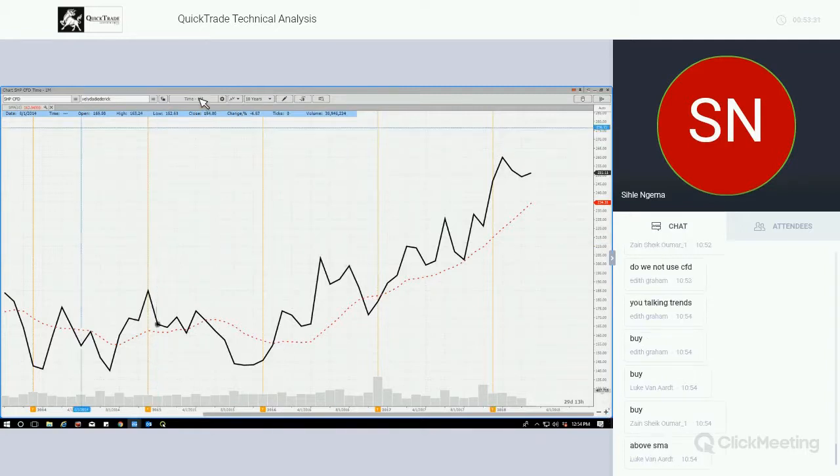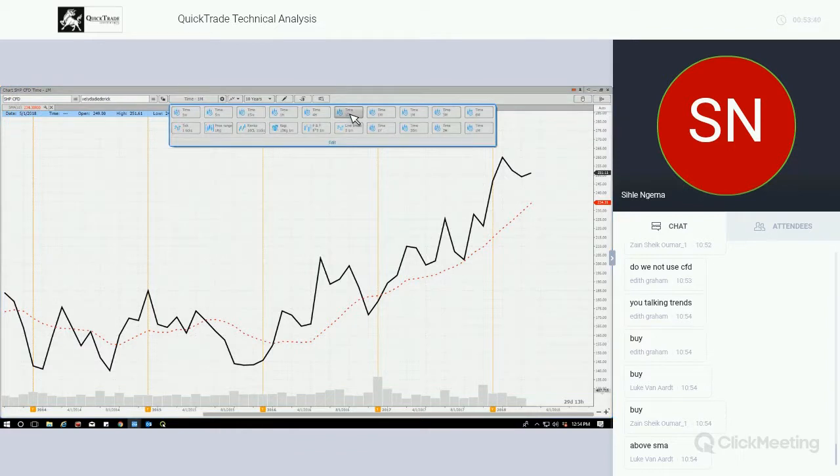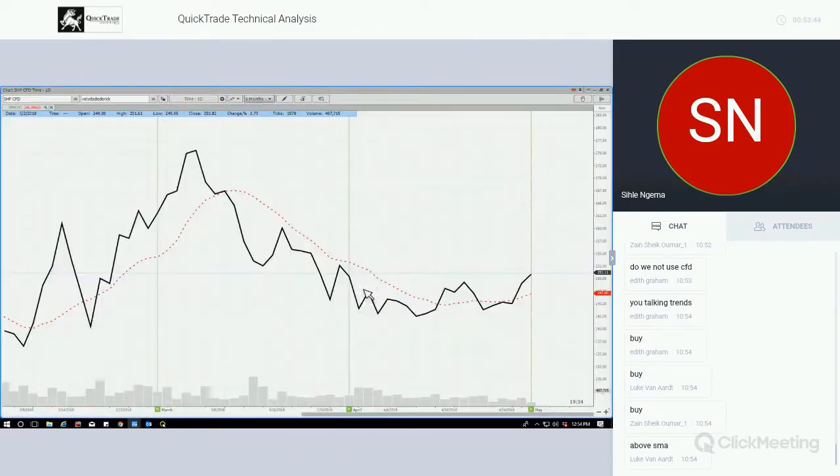Okay, now because it's above the SMA. Thank you so much there, Luke. Now let's go to the daily time frame. Let's see if there is an agreement between the two or not. Okay, we'll do 6 months. I mean, on the daily time frame, what do you guys see? Is it time for us to go in and buy or not?